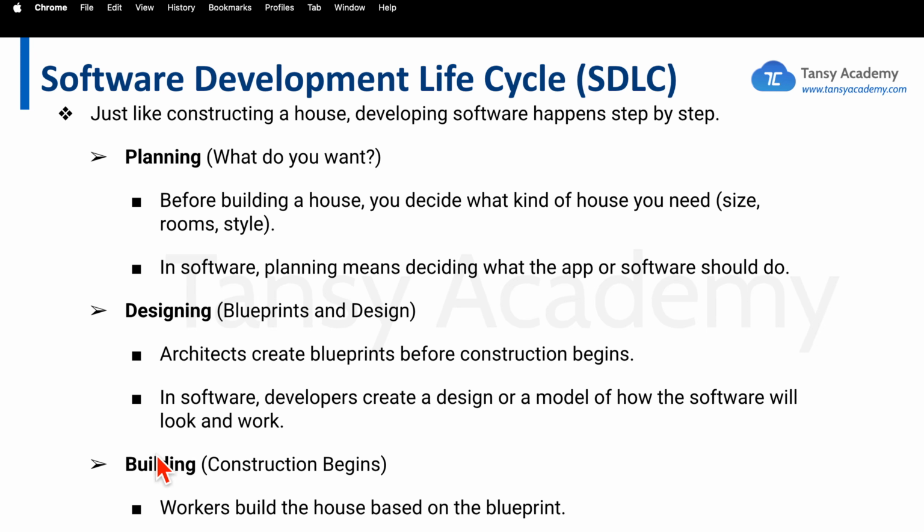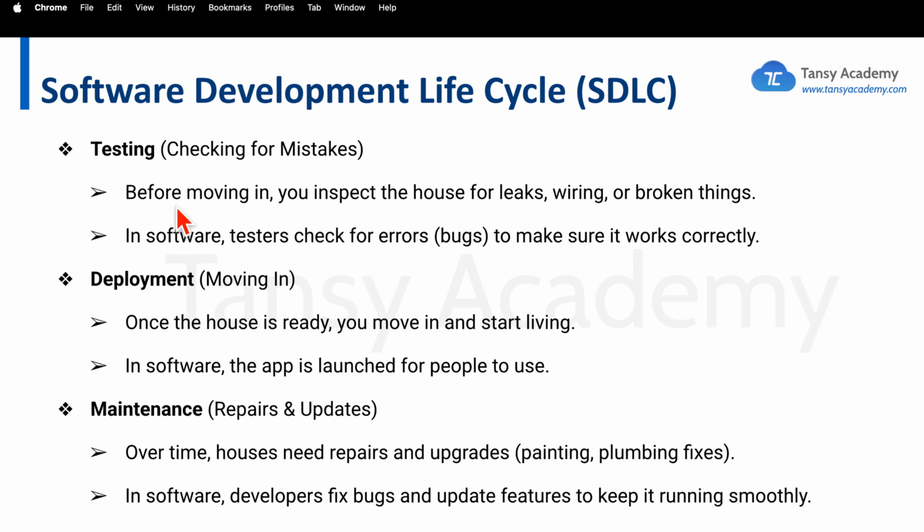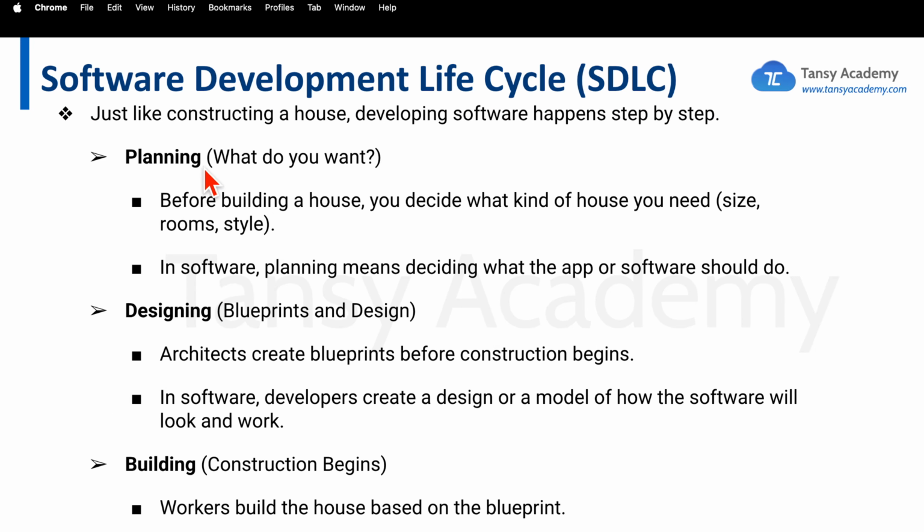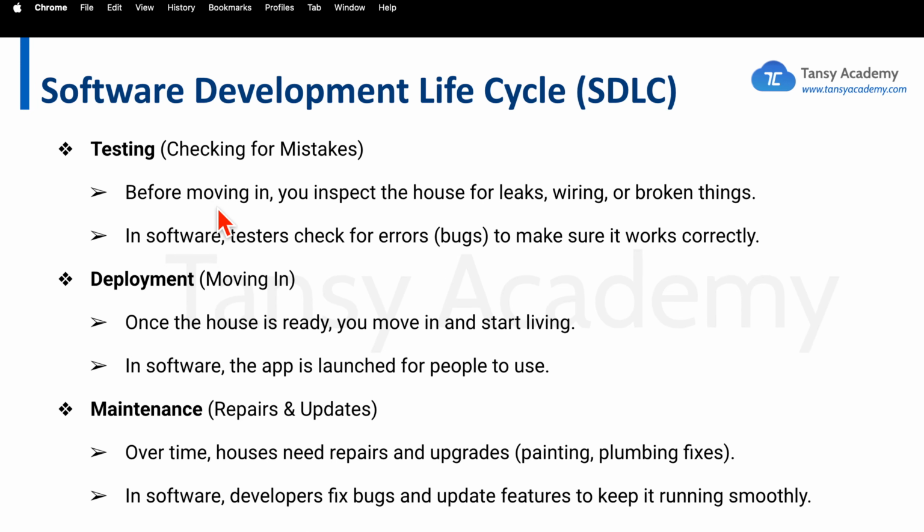After designing is done, you go for building. The construction begins. Workers build the house based on the blueprint from the design. In the same way, software programmers write the code to build the app or system based on what was designed or architected in the design phase. And then after you have planned, designed, and built, you have to test to make sure it meets the specific requirements. Before moving in, you inspect the house for leaks, wiring, or broken things. Same way in software, testers check for errors to make sure it works correctly.